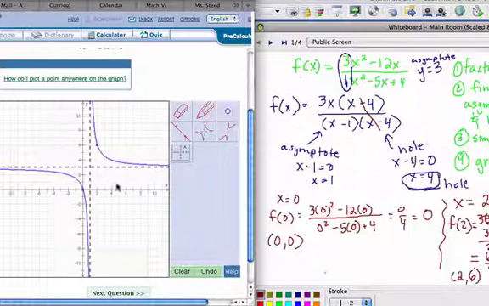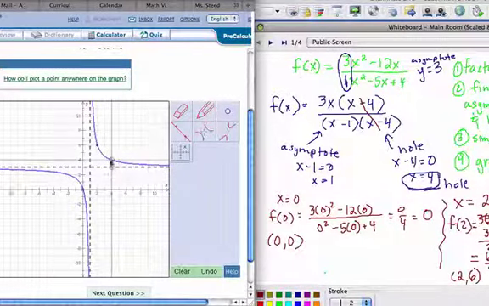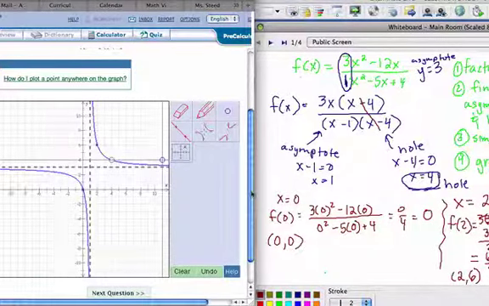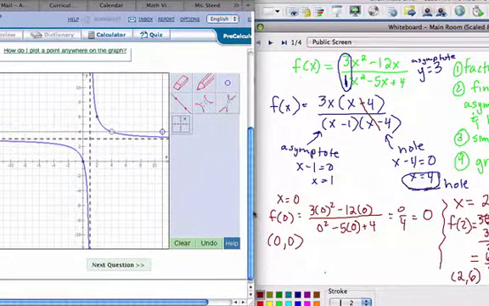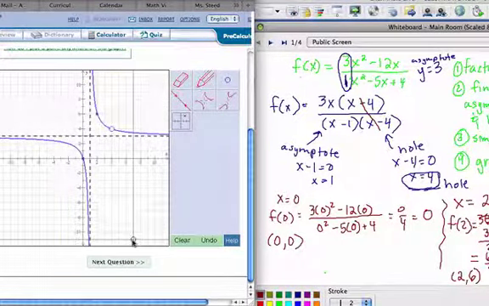Okay. Now, the very last thing you don't want to forget is where that hole was at x equals 4. So I go to 4, go up. Well, I better click this button for 4. So 4 up until I hit the graph, and I click and put that hole there. And that is how you do this question, how you graph a rational function that has a hole.